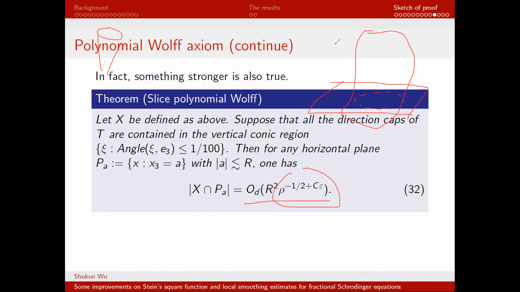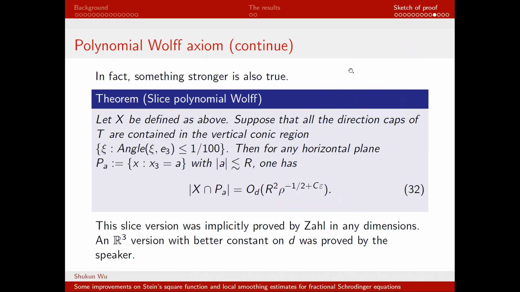So basically this is stronger than the previous one, because if this is true, then we can just integrate in the vertical direction and we will get the previous result. And the sliced version was implicitly proved by Zhao in any dimensions. And in R3, a version with better constant on D was proved by myself in my first Bochner-Riesz paper, where I just followed Guth's idea using the hairbrush argument.